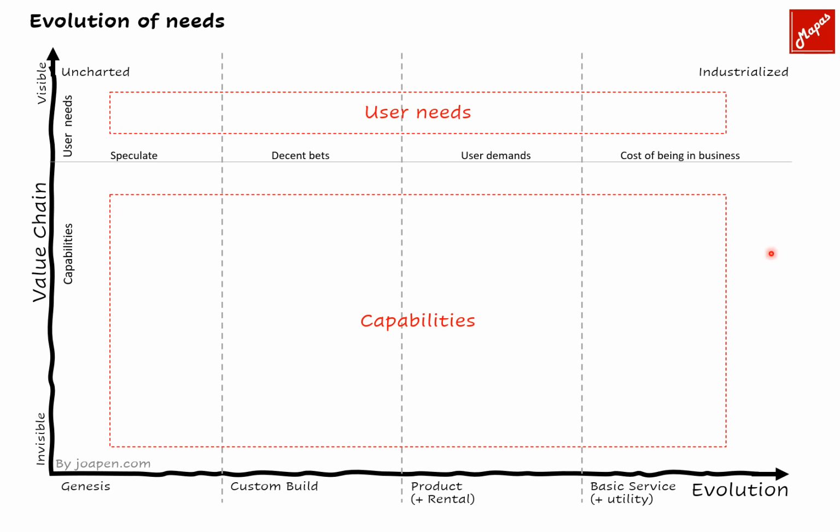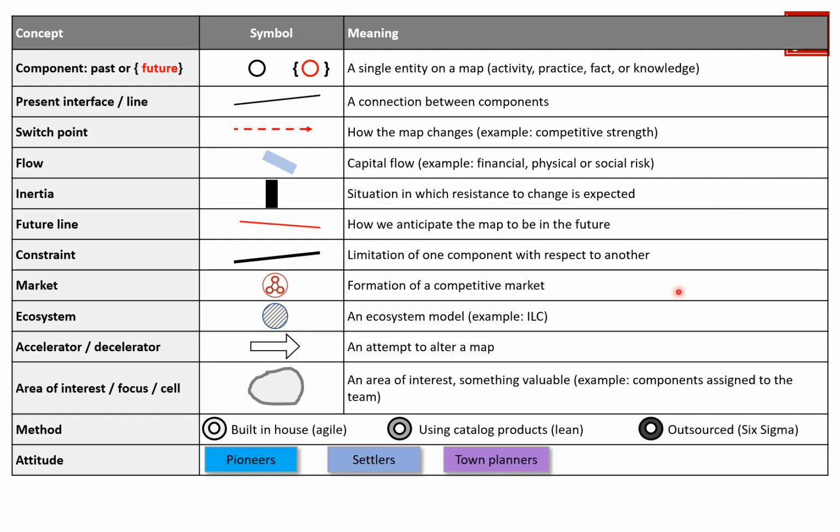User needs can also be classified. We have the horizontal axis with the stage of evolution, but we can also draw a line and define different categories for the user needs. And here I finish. Remember, this glossary of terms is very important to be able to draw a Wardley map in the proper way.